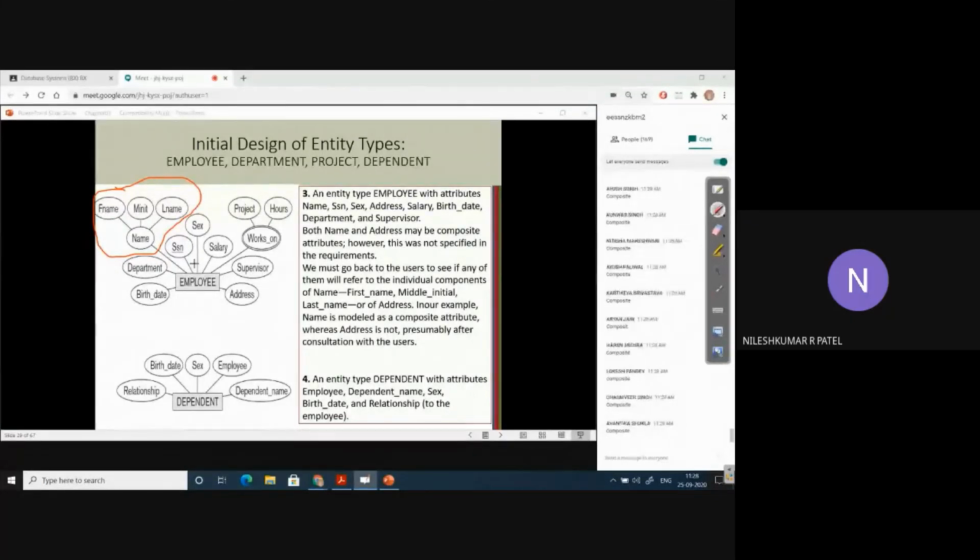Just name composite attribute. What is the name of the composite attribute? Name. Yes, good. What about F name, M init, that is middle initial, and L name? We call those component attributes. Good. Very good. Now let me ask you one question, and I need an answer for this.